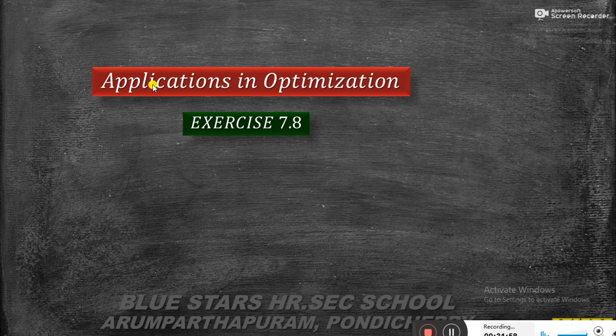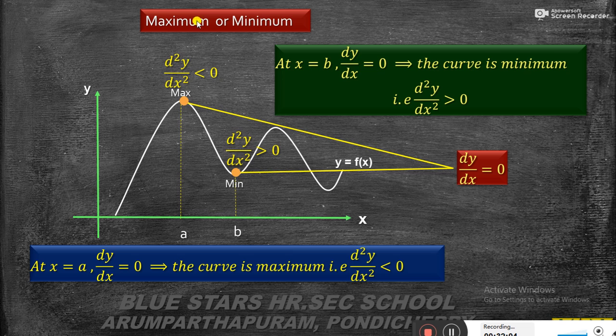Now we discuss the application of optimization, exercise 7.8. Now, maximum and minimum. You see here, the function is maximum. Maximum means the second derivative is less than 0. And the second derivative greater than 0, meaning the answer is positive, means it is a minimum. Therefore at x equal to b, dy by dx equals 0, the curve is minimum, which means d square y by dx square is greater than 0.